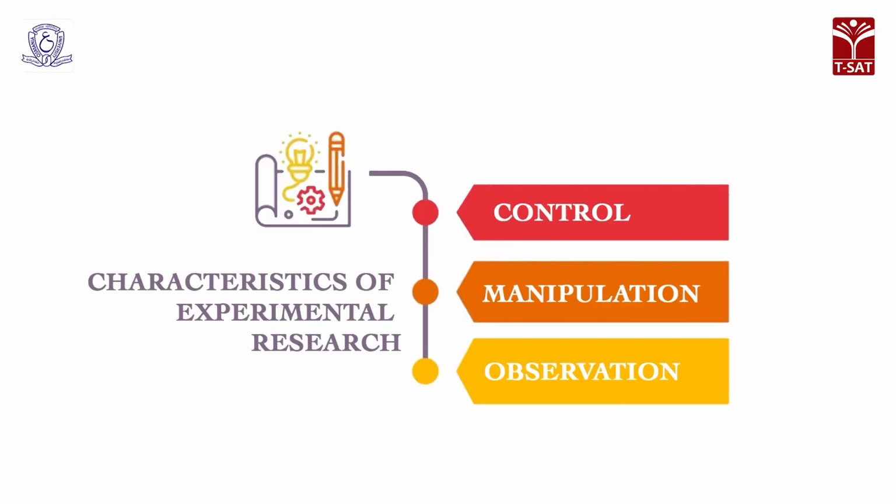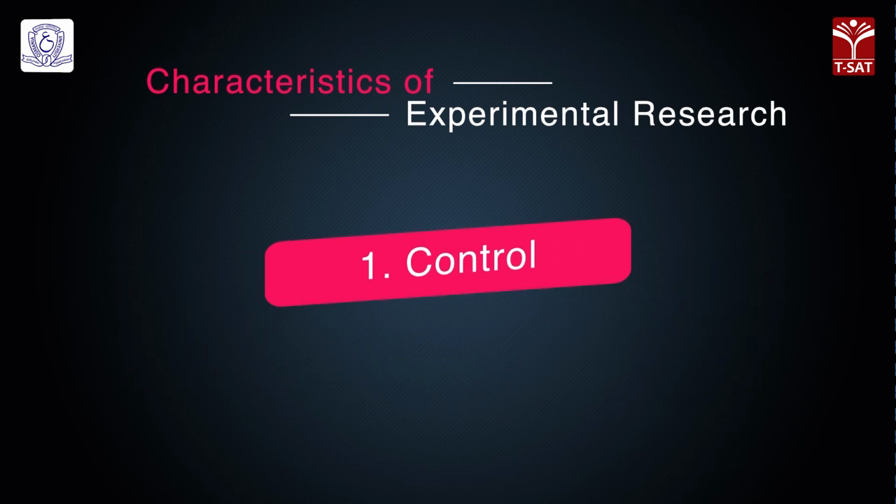Now, what are the characteristics of experimental research? There are three essential ingredients in the conduct of an experiment. They are control, manipulation and observation. Now, what is control? Control is the first essential ingredient of experimental method. Without control, it is impossible to evaluate unambiguously the effects of an independent variable.